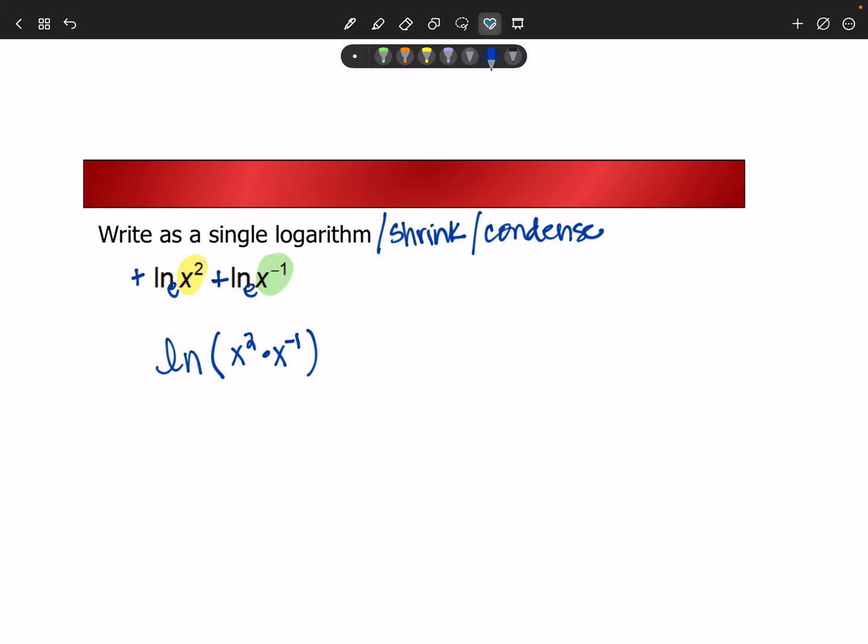And this is the product property of logarithms. Then I'm going to just simplify that. X squared times x to the negative 1, same base, add the exponents. 2 plus negative 1 is 1, and we end up with the natural log of x. So we're going to try a few of these.